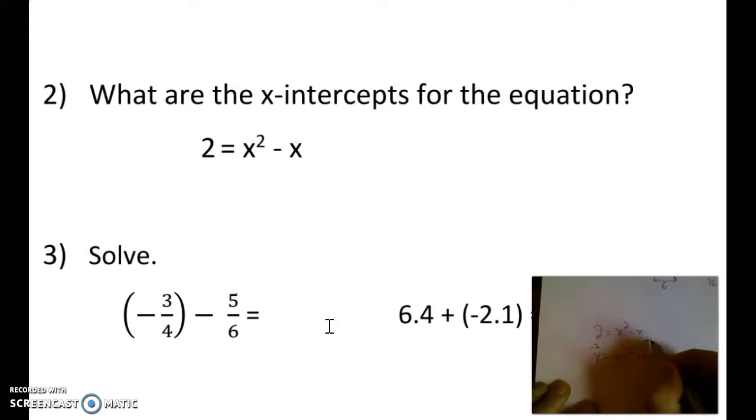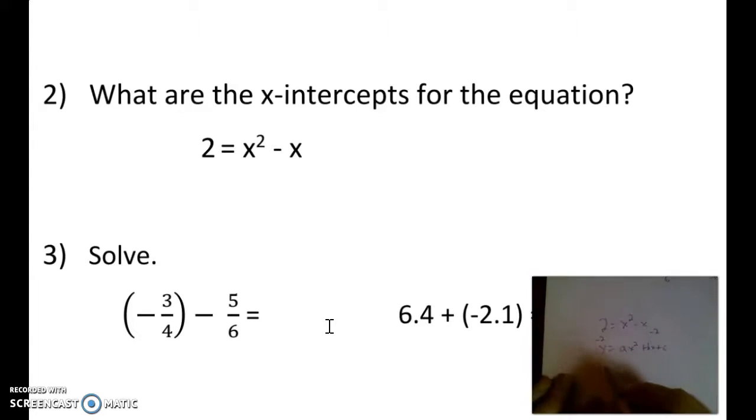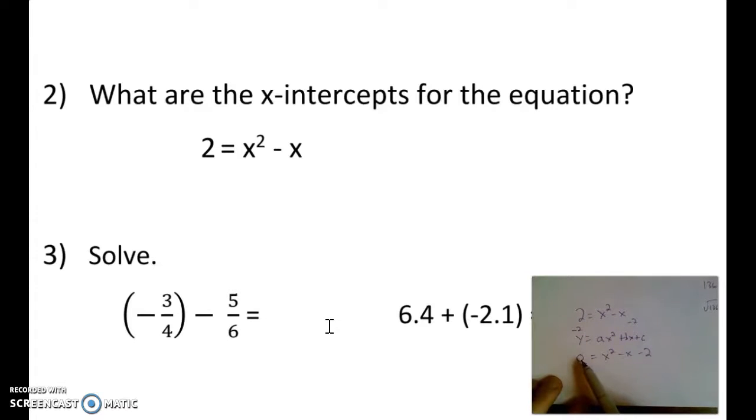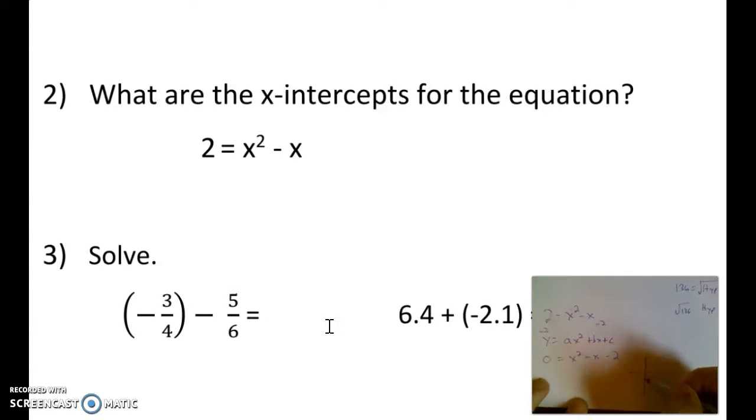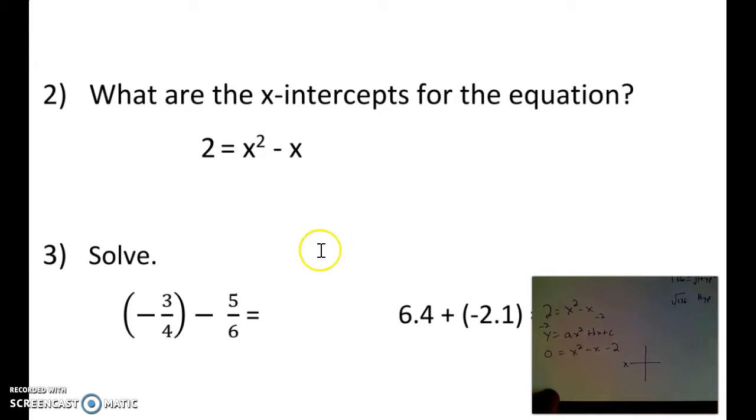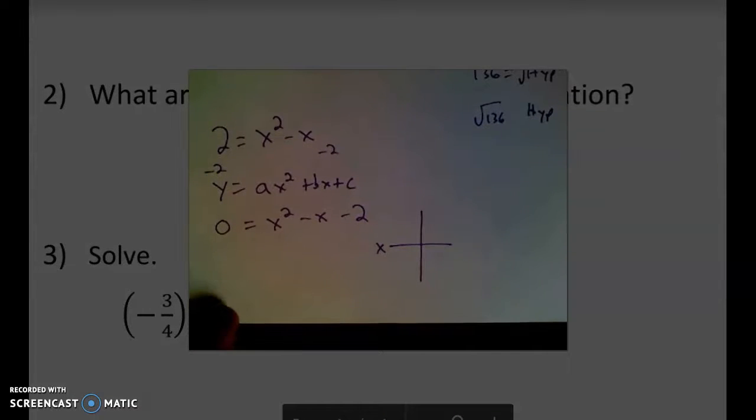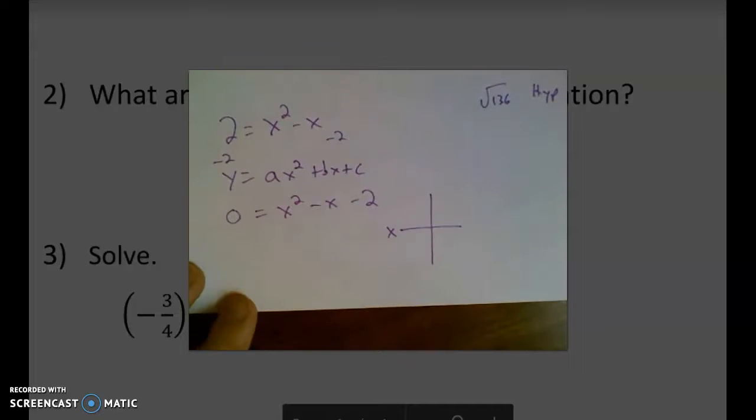So if I subtract 2 from both sides, that leaves me with 0 equals x squared minus x minus 2. So this equation and that equation are the same thing. And notice that my y value is 0. That's important because if y is equal to 0, that means you're on the x-axis, which makes them your x-intercepts. All right, so the next thing is to then throw in my quadratic formula.